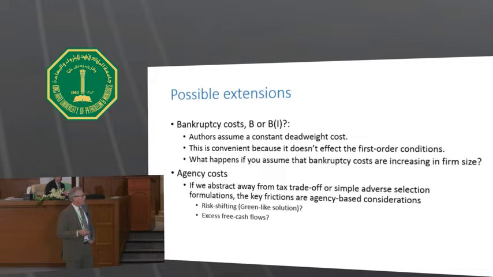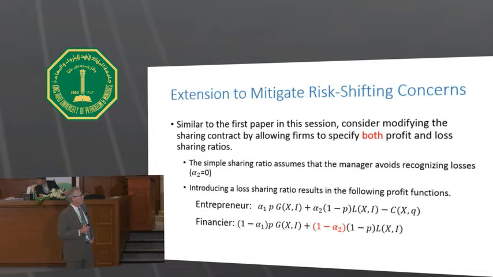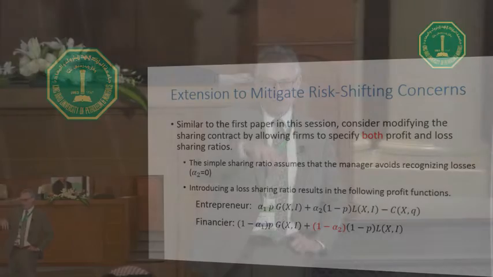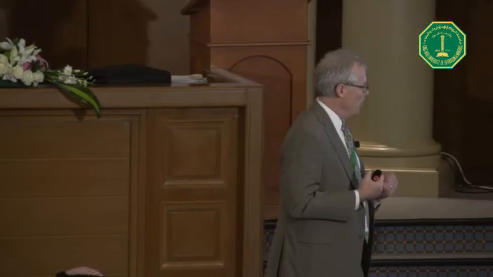The other thing is I think it would be nice to see an extension that looked at agency costs. And one of the ways I thought you could do this is to think hard about not just having a profit sharing ratio, but more in the spirit of what we saw in the previous paper, to also incorporate a loss sharing ratio as well. If you had the loss sharing ratio embedded in this, it really gives you an opportunity to think about how to deal with risk shifting problems, because when you incorporate a loss, this is how the optimization problem changes.